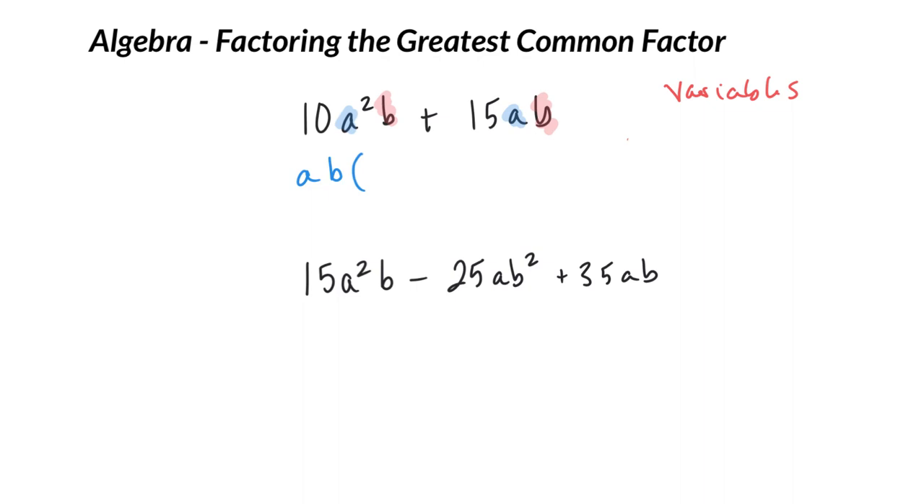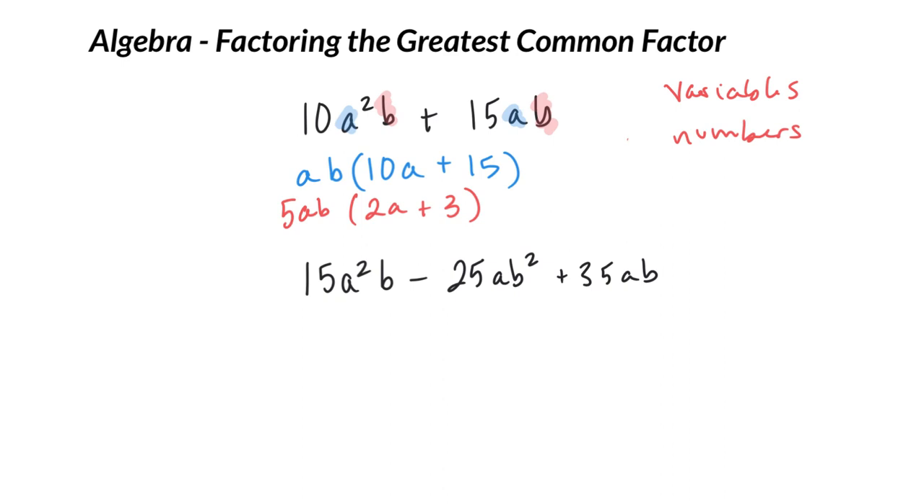So when I pull an a and a b out, I've got 10a plus 15. So ab times 10a would be 10a squared b, and then ab times 15 would be 15ab. Of course, next up, I look for those numbers or factors that are divisible. Well, 10 and 15 are both divisible by 5. So let's pull a 5 out. 10 divided by 5 is 2. 15 divided by 5 is 3.